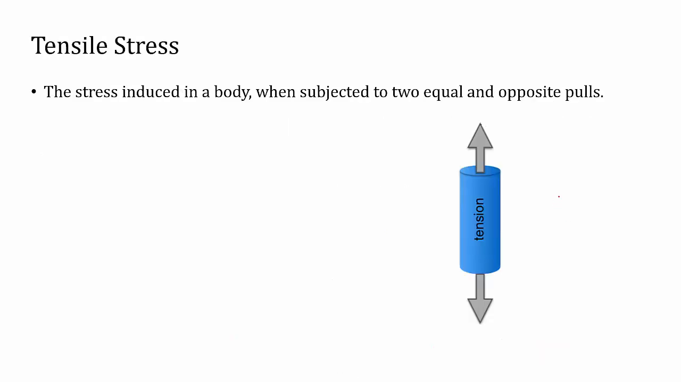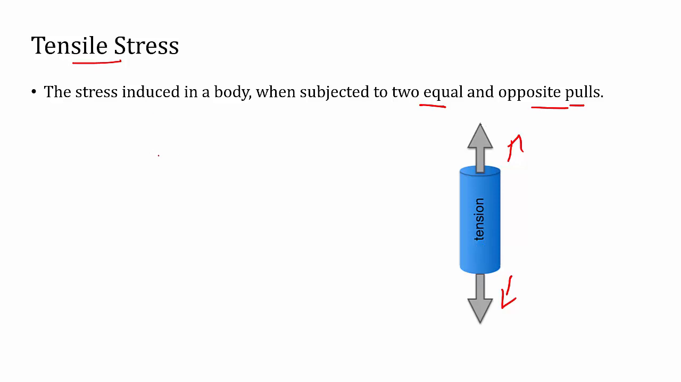Then the types of stresses. So we'll start from axial stress, that is tensile stress. So the stress induced in a body when subjected to two equal and opposite pull forces. So when the body is subjected to two pull forces, then it is called as tensile stress, and the strain produced by this tensile load is called as tensile strain.